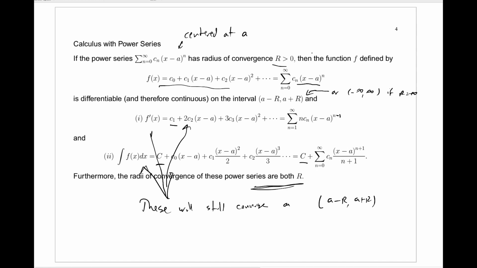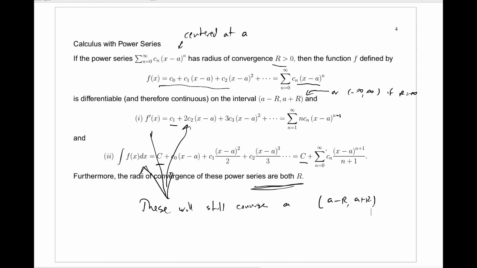Here's something that's a little bit strange. Remember, some power series can have an interval of convergence that includes one or both of the endpoints. And strange things can happen with the endpoints. If your original function has a power series which converges at one of the endpoints or both of the endpoints, then the derivative and the integral might or might not converge at those endpoints. We're guaranteed by this theorem that everything will converge on this open interval. What happens to the endpoints can change when you differentiate or integrate your power series.